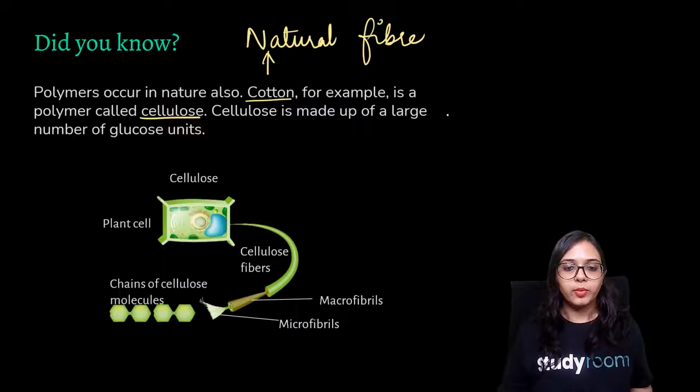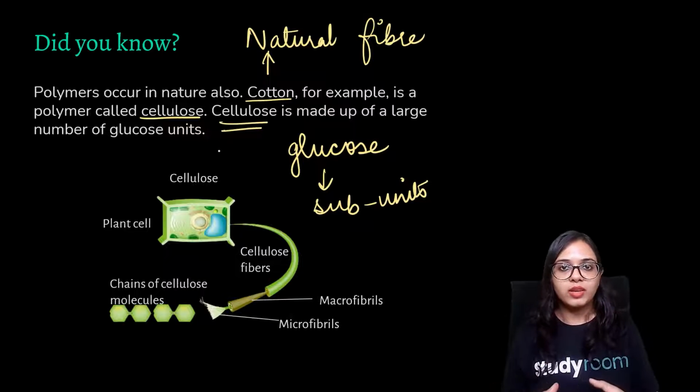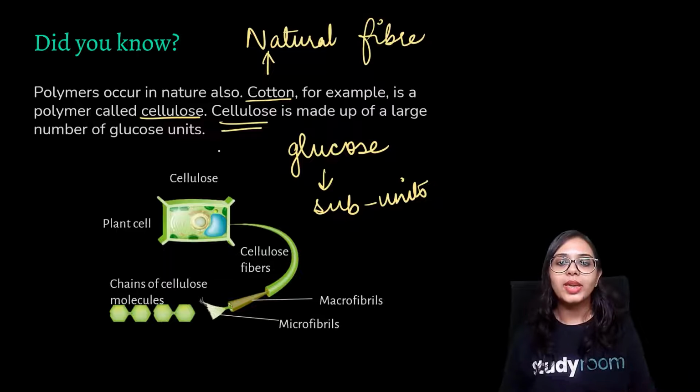What I'm trying to say is that there are smaller subunits. These smaller subunits are glucose, and the larger chunk that I'm talking about here is cellulose. These smaller subunits are forming a larger chunk. So by definition, cellulose is a polymer. And the way cotton exists naturally, cotton also exists in this cellulose state, in this polymer state.